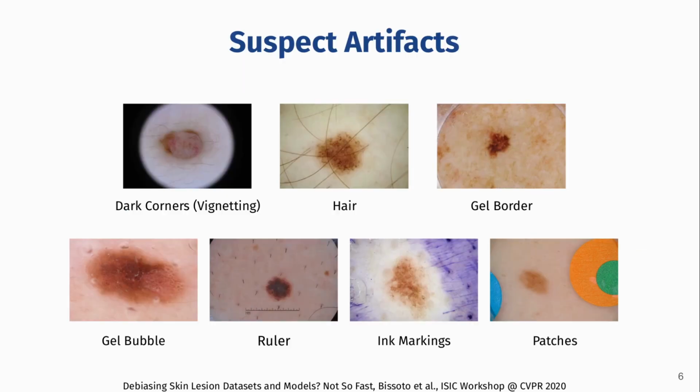So, the suspect artifacts that we annotate our dataset are dark corners, hair, gel border, gel bubble, ruler, ink markings, and patches. Notice that multiple artifacts can occur in the same image. So, for example, in this image, there are ruler and also hair and dark corners artifacts present on it. All artifacts except for hair occur because of the acquisition process, and they are included in the images during it.